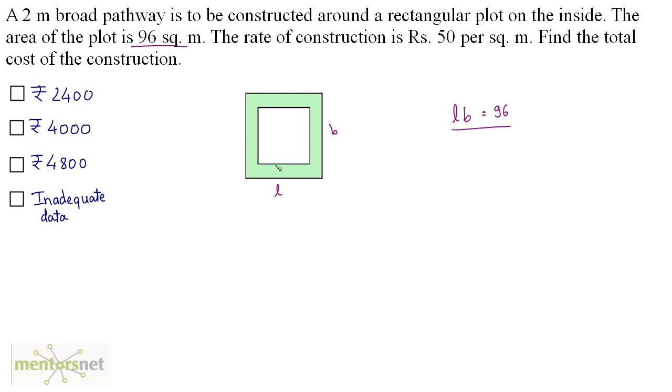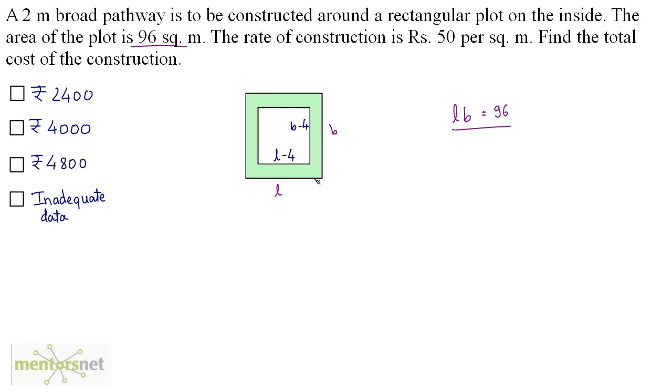Now what will be the length of the inner rectangle? Well, you have 2 meters on the right hand side and 2 meters on the left hand side. You have left that much of space. So this will be L minus 4, and the breadth will be in the same way B minus 4. Okay. Now to calculate the cost of construction, you'll have to first calculate the area of this green shaded region. So how will you calculate that?